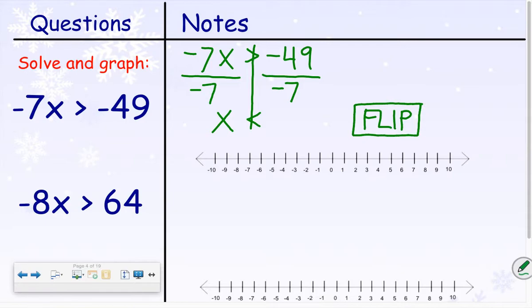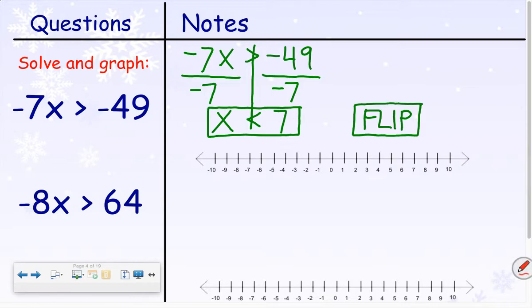A negative 49 divided by a negative 7, a negative divided by a negative makes a positive, and I now have x is less than 7. So I started out with a greater than symbol, but since I had to flip it because I divided by a negative, I now have a less than symbol.